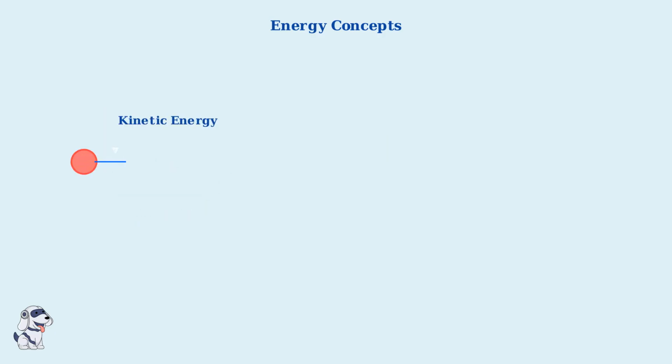Kinetic energy is the energy of motion. Any moving object possesses kinetic energy equal to 1/2 times mass times velocity squared. The faster an object moves, the more kinetic energy it has.